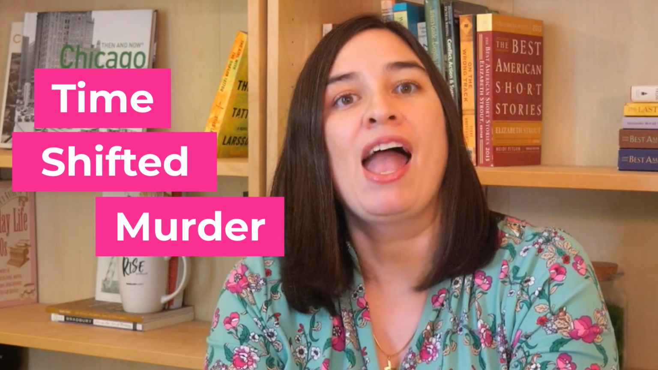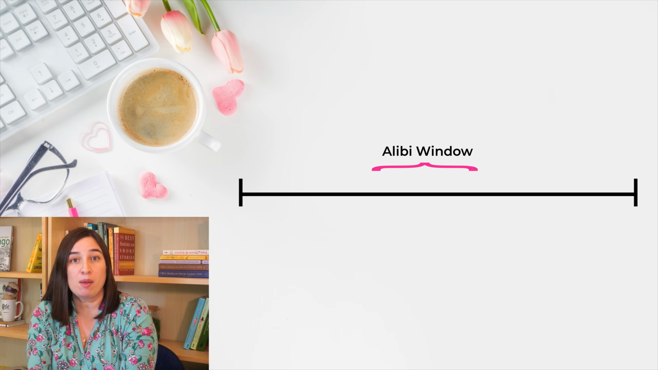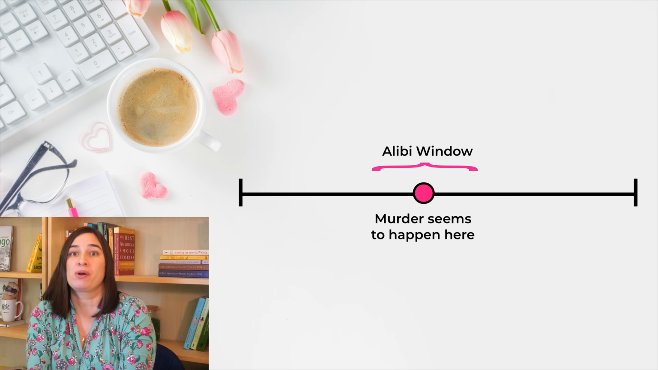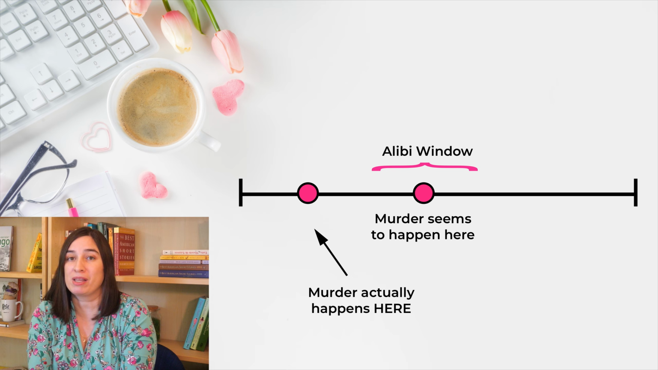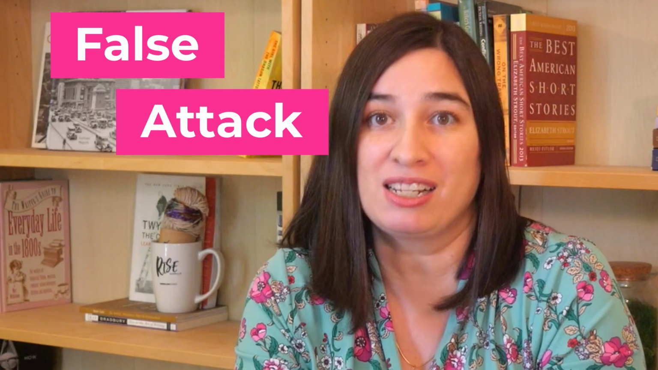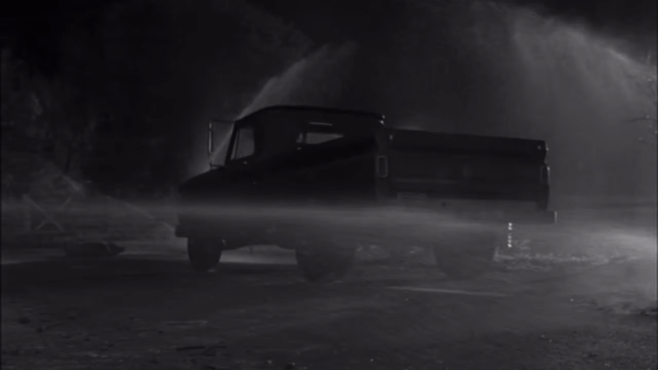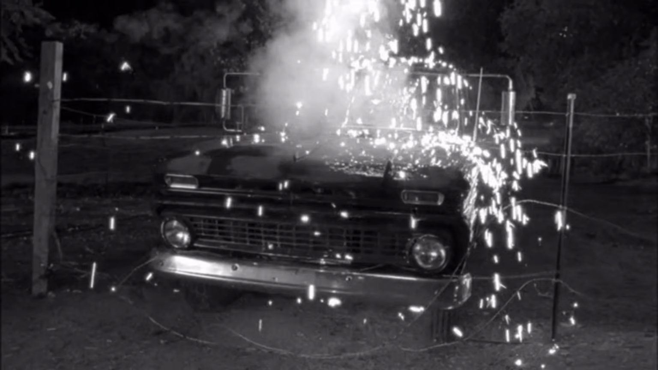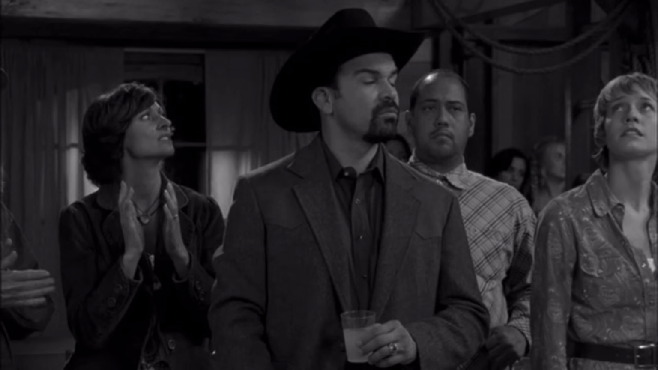This is what I like to call a time-shifted murder, and it's a plot where the villain makes it appear as though the death took place during his alibi, when in fact it took place either earlier or later. Time-shifted murders are one of my very favorite kinds of plots, and to make them work, you generally need a false attack, a moment when everyone believes the victim is being killed. In this plot, the false attack is the collision of the truck with the electric fencing, which indicates to everyone that the death took place during the alibi.